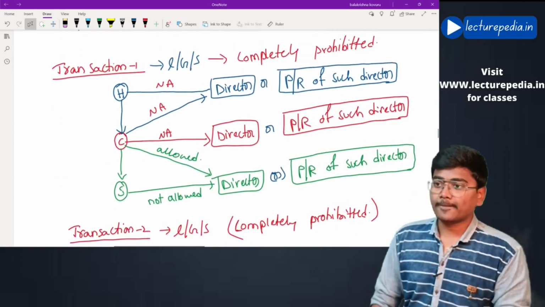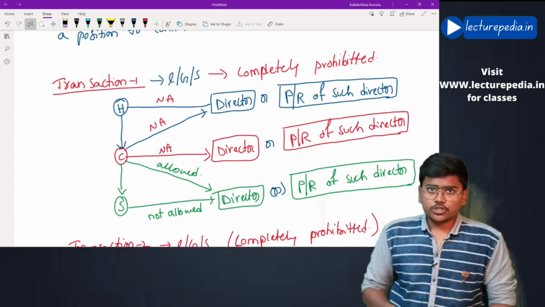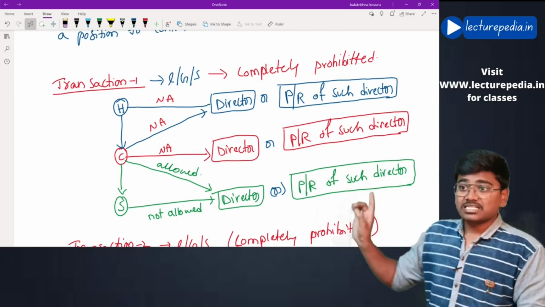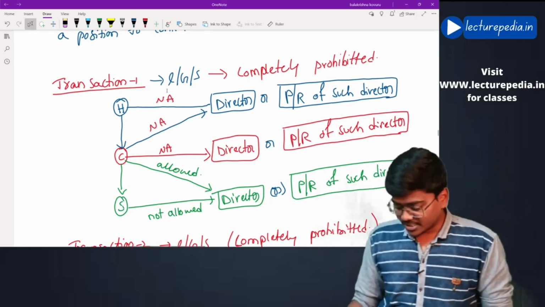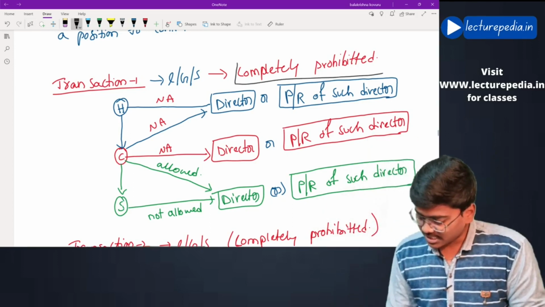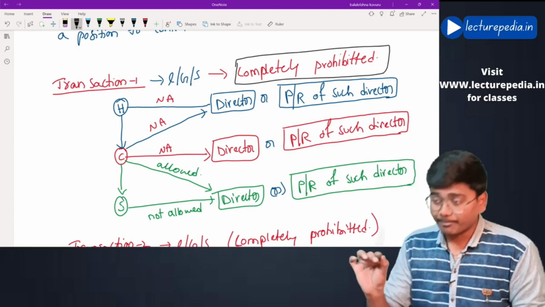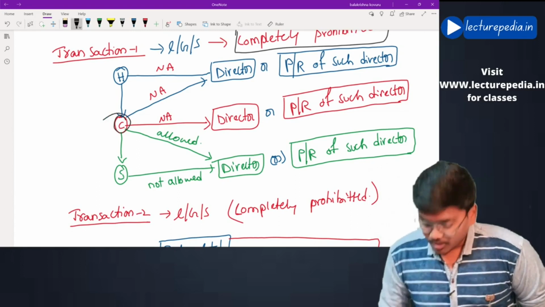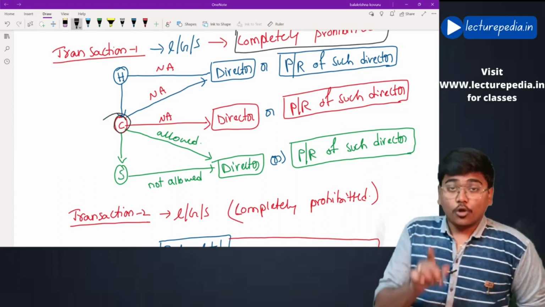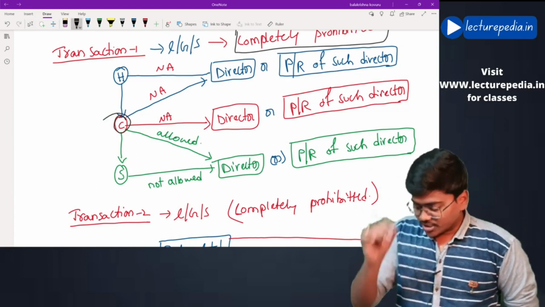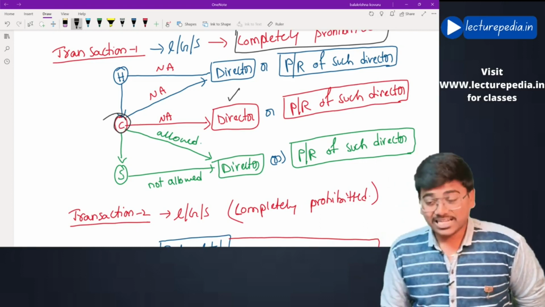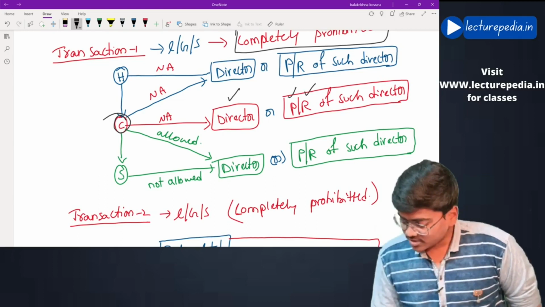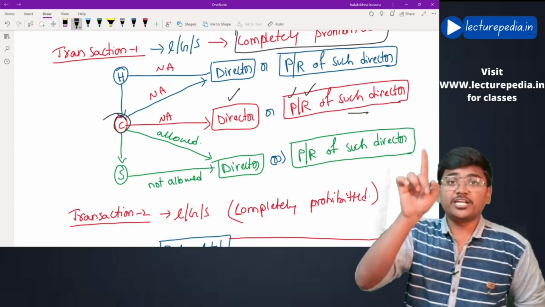Transaction number 1. The company wants to give loan, guarantee, security to the following people, which is completely prohibited. Company cannot do this. What are they? There is a particular company. It wants to give loan, guarantee, security to its director or partner or relative of such director, which is completely prohibited.